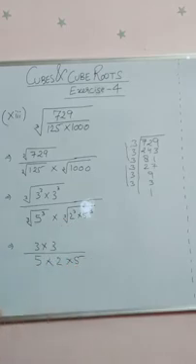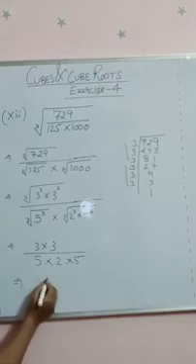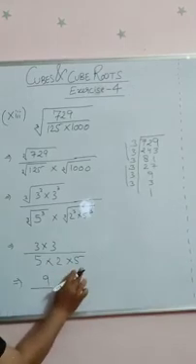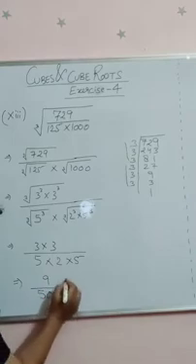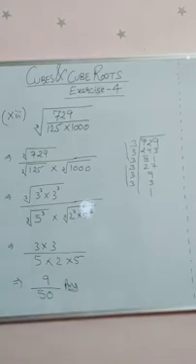So the final answer would be 3 into 3 is 9, 5 into 5 is 25, 25 into 2 is 50. So this becomes our final answer. So the cube root of the given fraction is, if you see on the board, it is 9 upon 50. After this question, we are going to discuss the 18th part of this question. So please continue with the 18th part, 18th part of question number 4.